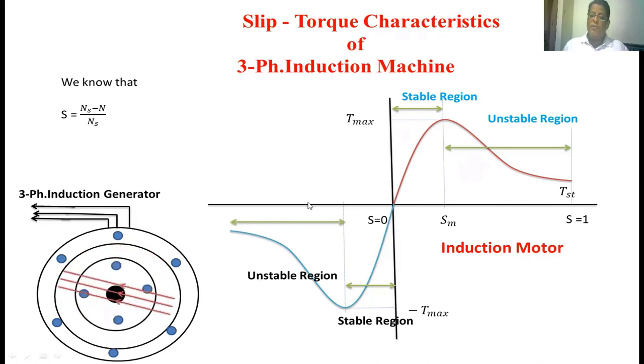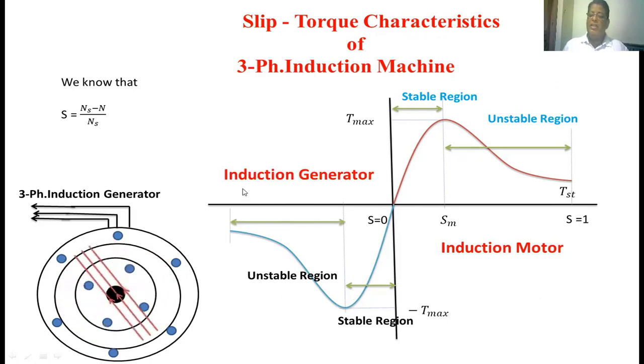This region of operation is nothing but an induction generator, where the slip of the induction machine is negative. In the same manner, the torque is also negative. We are using induction generators along with wind turbines to convert wind speed into electrical power. This is one of the very important applications of induction generators.